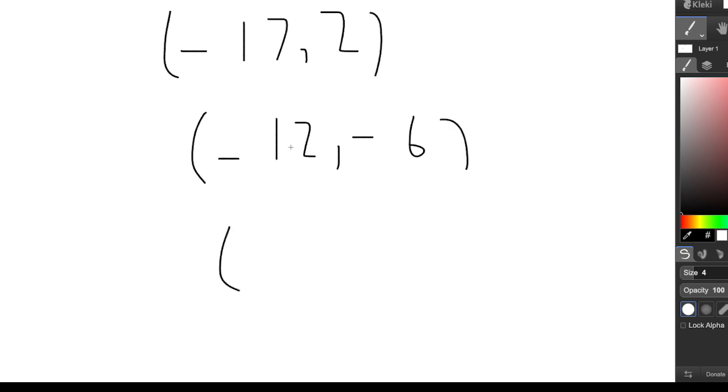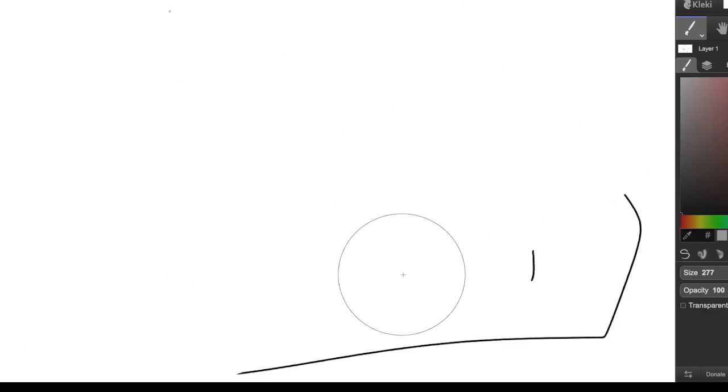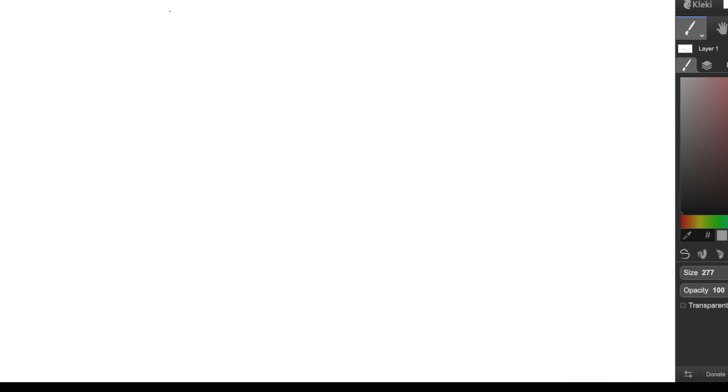Well, we know this distance is 5, so this will be 5 less. So, -7. And from 2 to -6, we went 8 less. Now we'll go another 8 less, -14. This is our other endpoint right here. Alright? Got that? Okay.